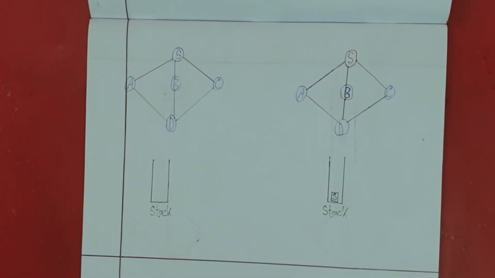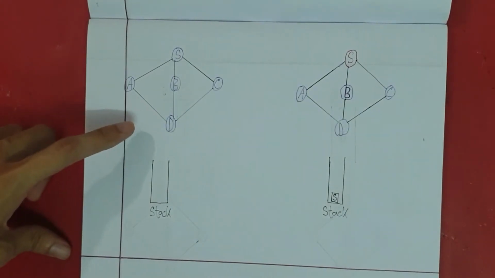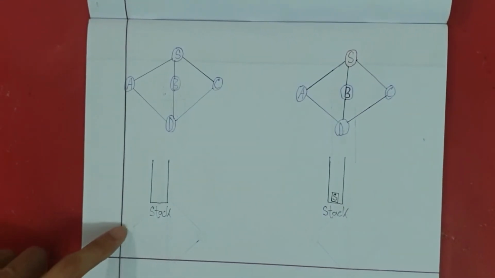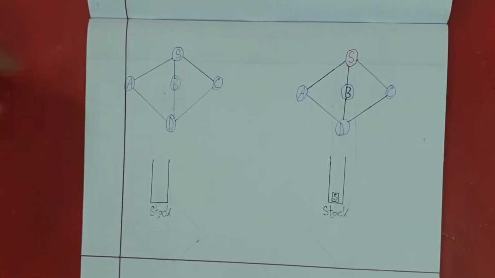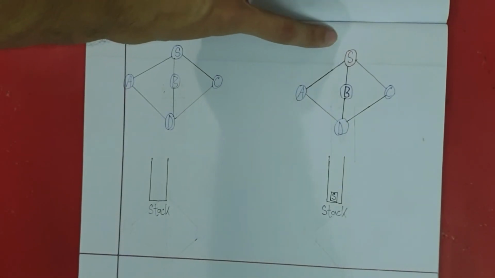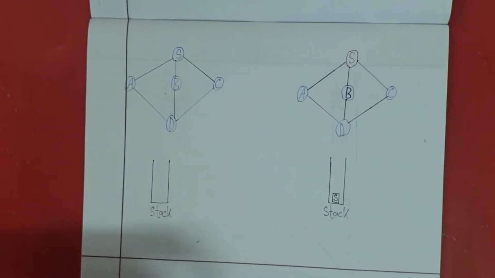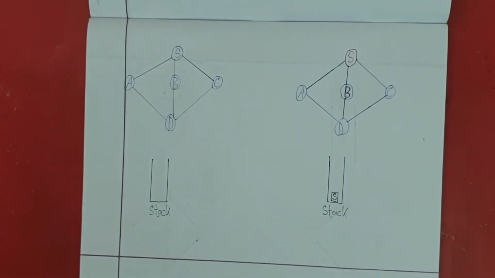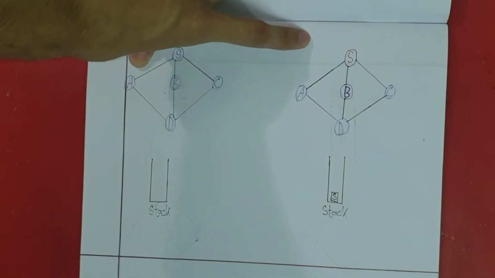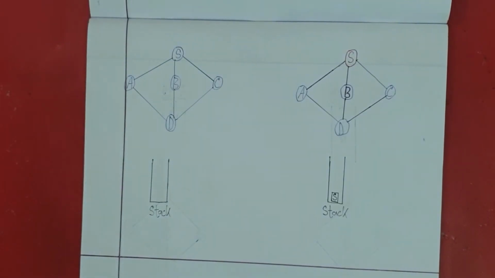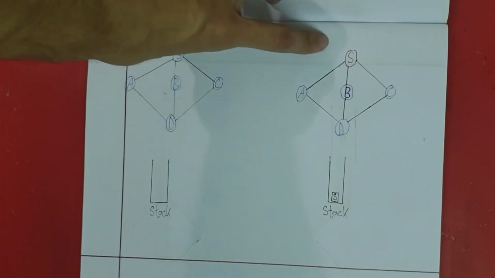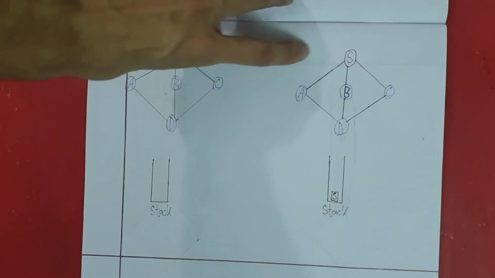Now here we have an example of the DFS algorithm. We have a graph of 5 vertices S, A, B, C and D, and we have an empty stack. First we start with the vertex S, mark it as visited, and put S in the stack. Then we explore if there are any unvisited vertices connecting with S. We see there are 3. So we start with A.